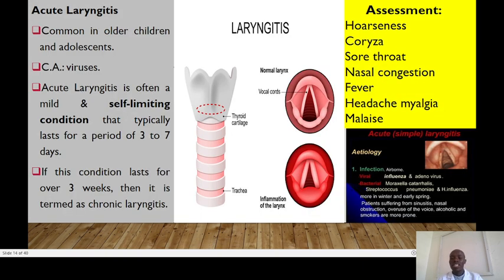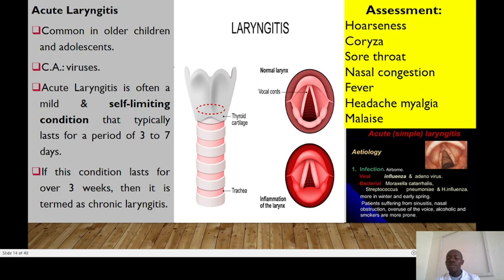Right. So the next condition here is acute laryngitis. Laryngitis, guys, is inflammation of the larynx, and it's more common in older children and adolescents. The common cause is viruses. So that means it's what? It is self-limiting. Okay, a self-limiting condition.